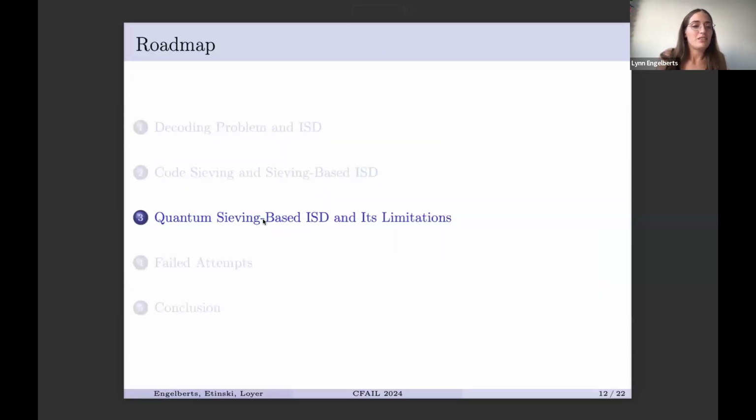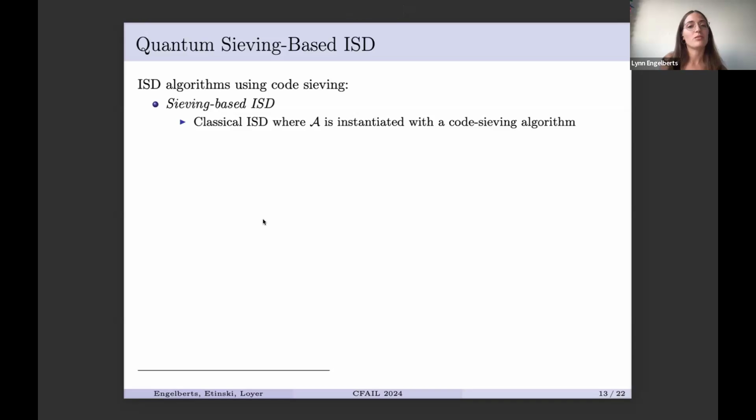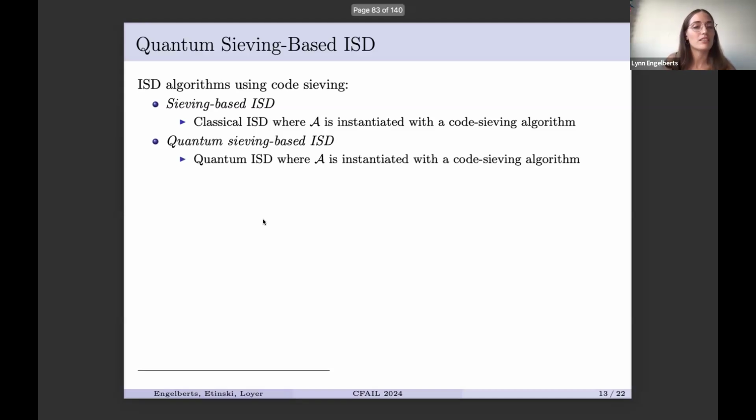So now we can talk about quantum sieving-based ISD. So far I explained to you what classical sieving-based ISD is. Namely, it's classical ISD where the oracle is a code sieving algorithm. And this naturally gives the following quantum analog of sieving-based ISD. Namely, we use amplitude amplification. In other words, we use quantum ISD, and we allow this oracle A to be quantum.